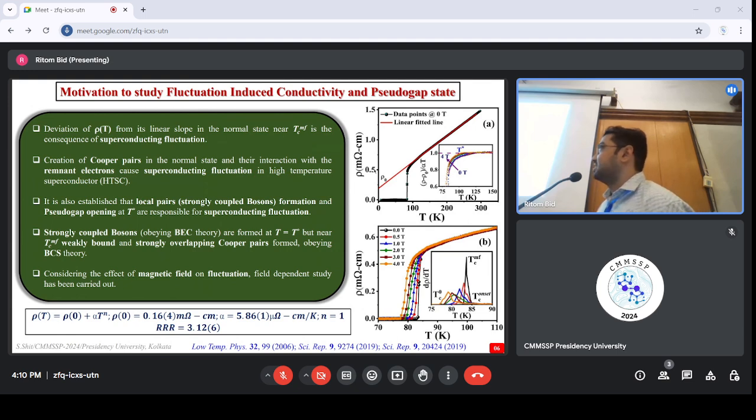And the literature also says that strongly coupled bosons are formed at T equals T star, but eventually, as we get close to Tc, the fluctuating Cooper pairs are there. So that means there is some evolution from the strongly coupled bosons to the fluctuating Cooper pairs. So we want to study how they evolve in the samples.